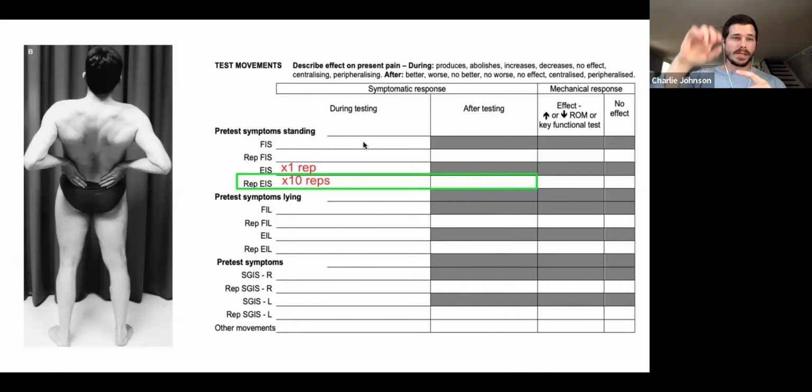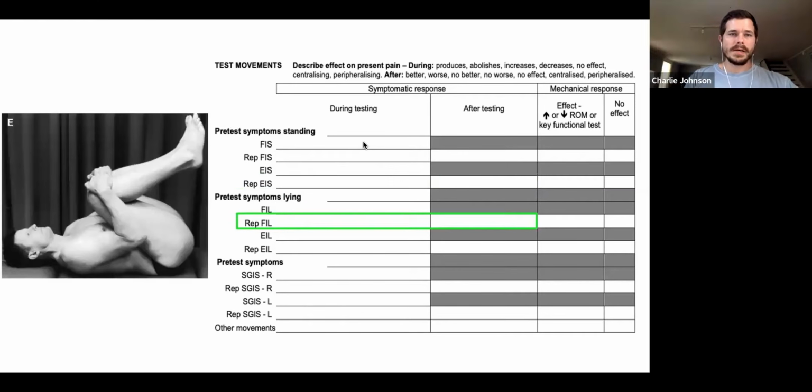Did it move closer? Did it go from the calf to the back of the hamstring or to the butt? Centralization. Did it start in the butt and now after doing 10, now it's in the calf? That's peripheralization, right? Shooting down the leg, that's peripheralization. Did it move? And then where did it move, right? Did it centralize or peripheralize?